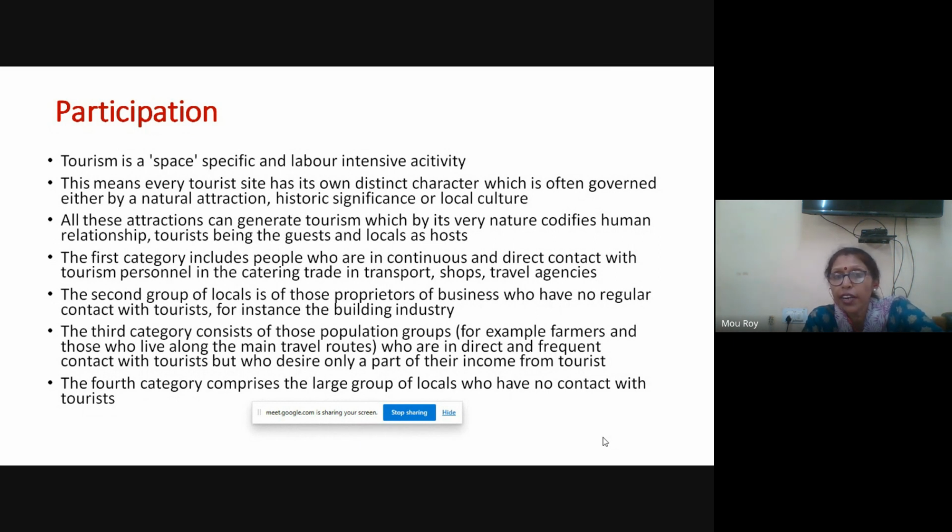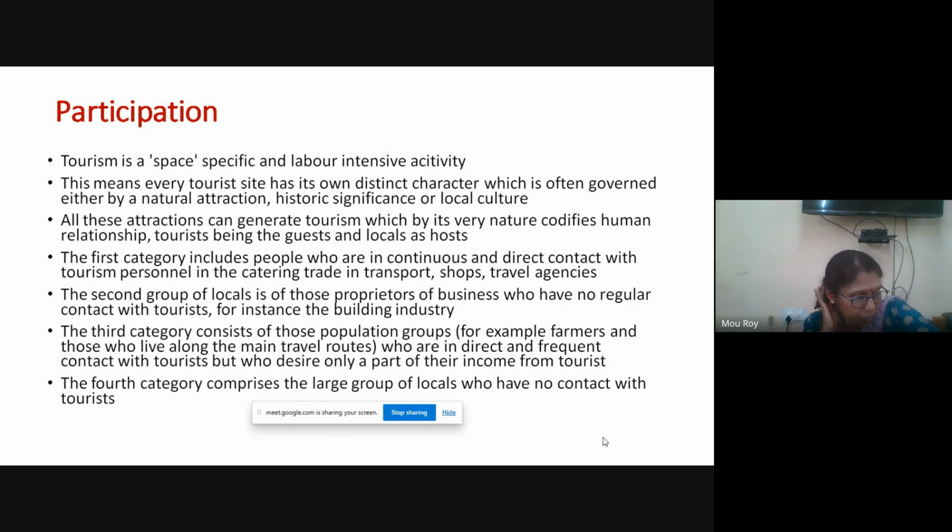So all these attractions can generate tourism, which by its nature codifies human relationships, tourists being the guests and the locals the hosts. Here the locals are the hosts because they are offering the tourism products, and the tourists are the guests. In lieu of money, the services are provided to them. So there are categories of people who participate.